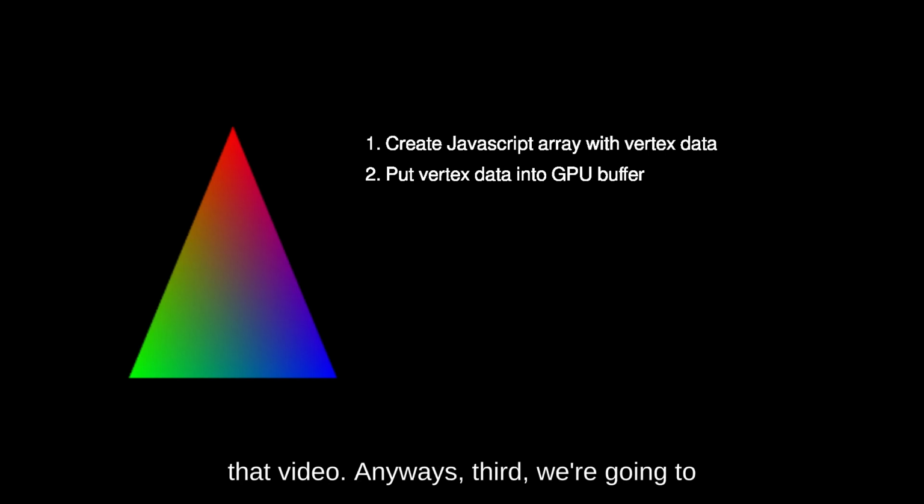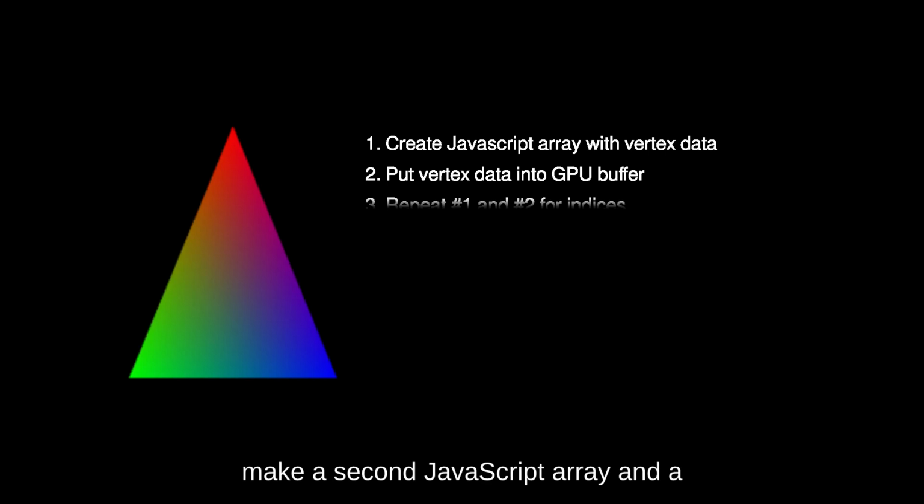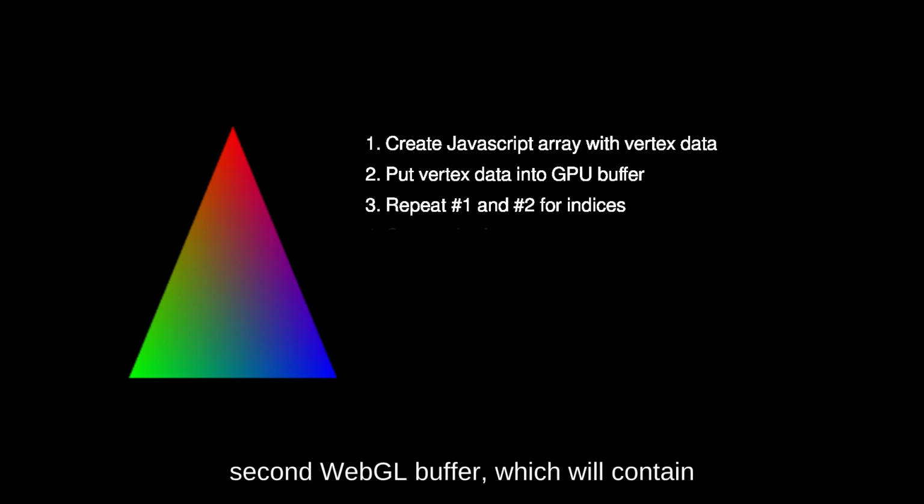Anyways, third, we're going to make a second JavaScript array and a second WebGL buffer, which will contain the indices used to draw the triangle. That step will make a lot more sense when we get to it, so don't worry if it doesn't make sense now.